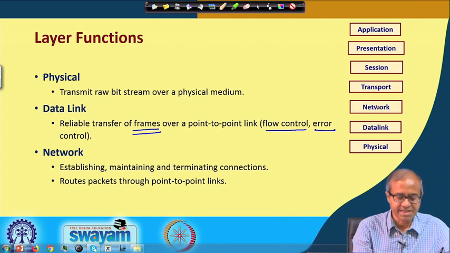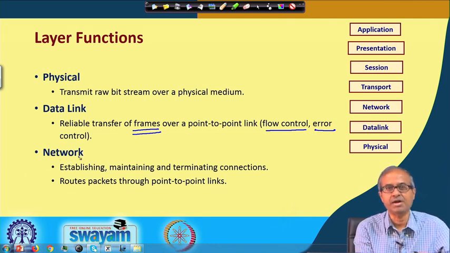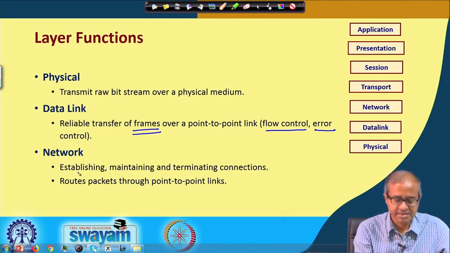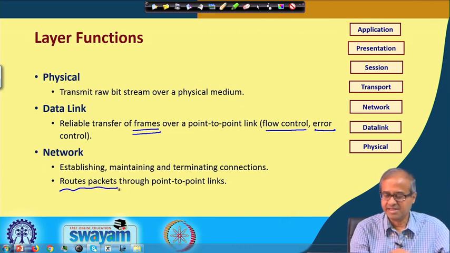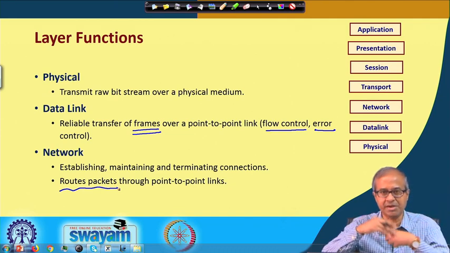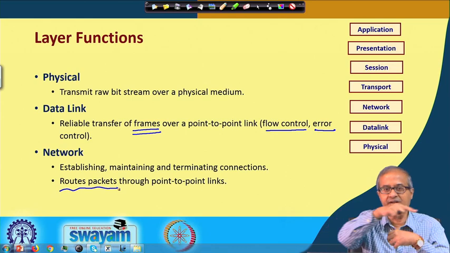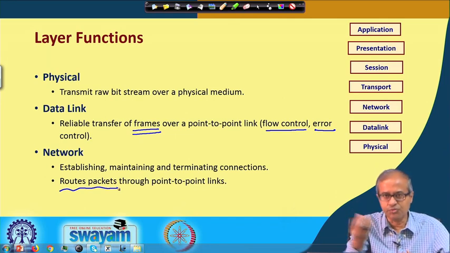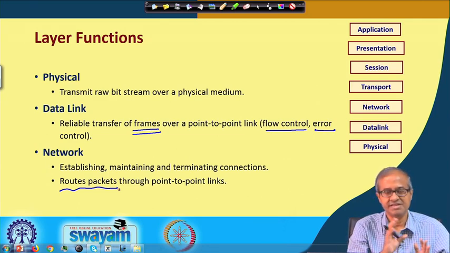Now, in the next higher layer, which is the network layer, the packet routing or the transmission of the packets is the main concern: establishing, maintaining, terminating connections and routing packets. There may be several point to point links, but I want to transmit a packet from, let us say, myself to your computer, but there can be 100 intermediate computers. So, the network layers in these 100 computers must be responsible to forward the packet in the right direction, so that ultimately it can reach you. That is the responsibility of the network layer.